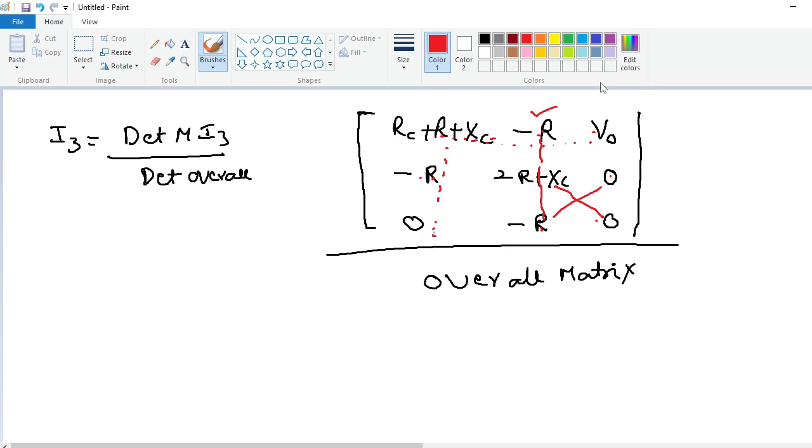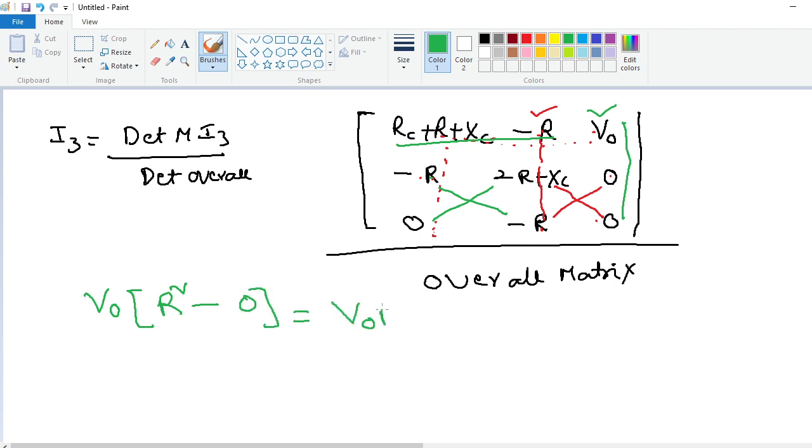So finally, this value V naught into, omit this column and this row. So V naught into minus R into minus R. So that is equal to R square, minus 2R plus XC into 0. That is equal to 0. So overall value is V naught into R square divided by det of overall matrix. So how to find det of overall matrix?